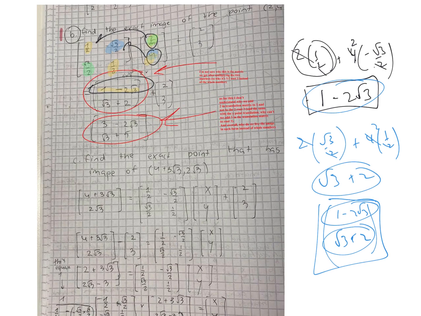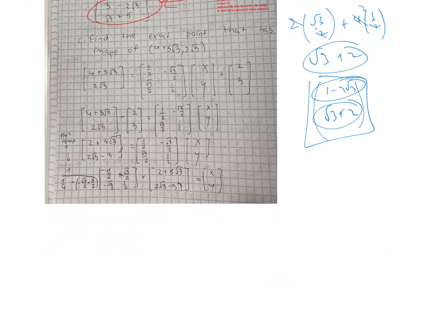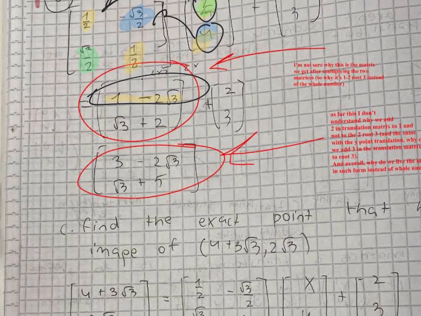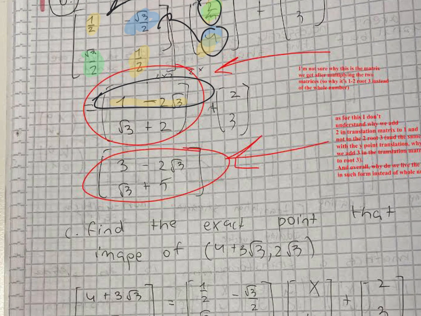All right. So now the second part, though, when I have matrices, let's say I have 5, 2 plus, let's say minus 1, 7. When I do that, I think you get 4 and 9. Okay. So what's happening on this problem here, when I'm coming along to add this and that one together, it's 1 minus 2 root 3 plus 2.